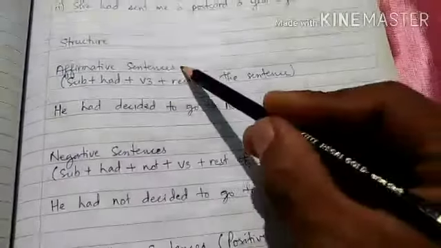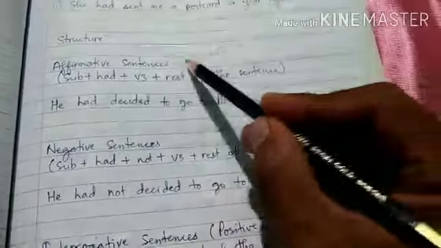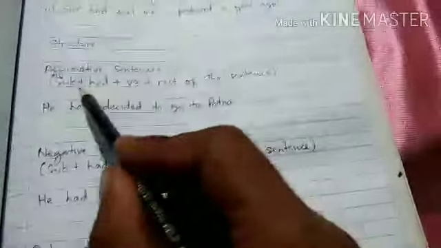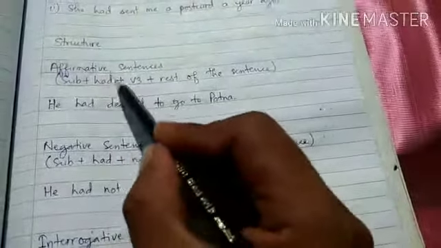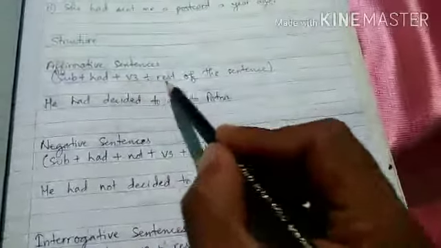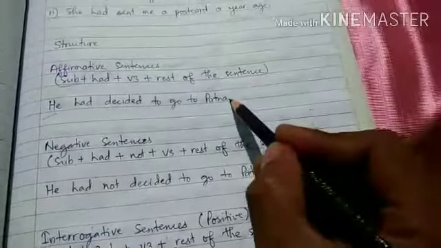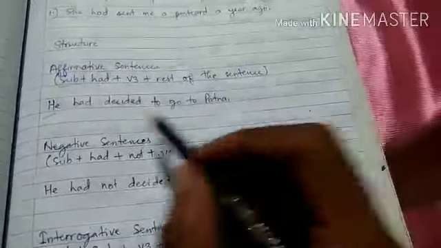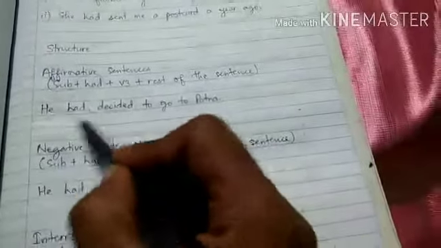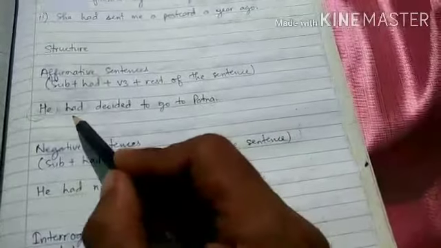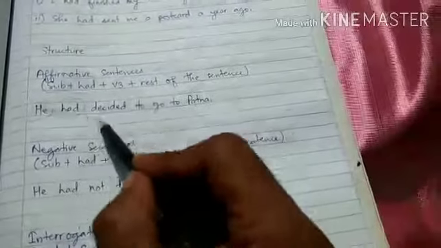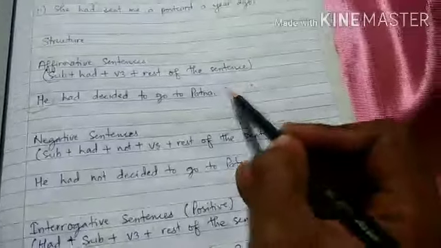So, affirmative structure, as I have already told you: subject plus had, from the group of to have verbs, plus B3 and rest of the sentence. Like, he had decided to go to Patna. He had decided to go to Patna. Subject plus auxiliary verb had plus B3 plus rest of the sentence. This is the affirmative form.